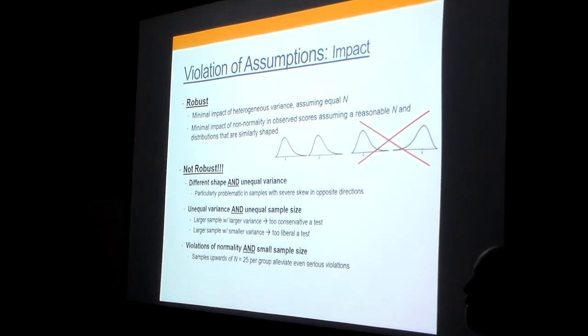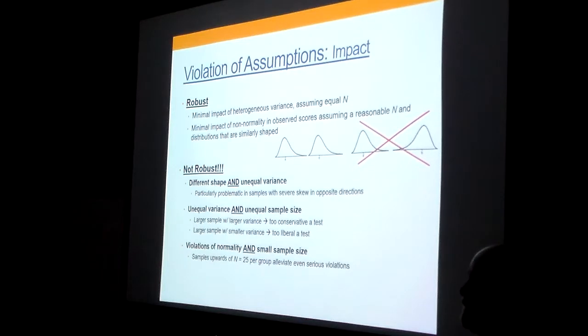Issues when we're not robust is when we start doubling down on violations. If my distributions have a very different shape and unequal variance, then I start to have problems. I have less confidence that my test is robust to these effects. If I have unequal variance and unequal sample size, this is nice because we can kind of guess which way this is going to bias our tests, right?